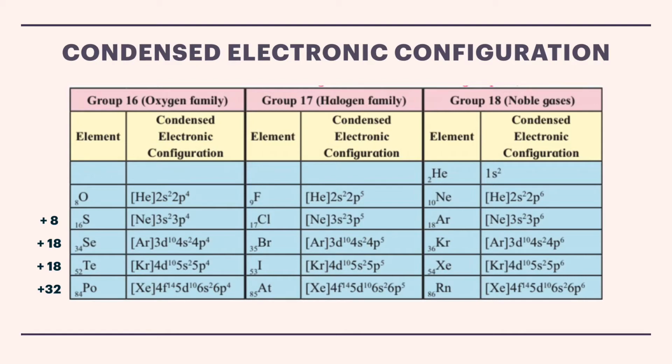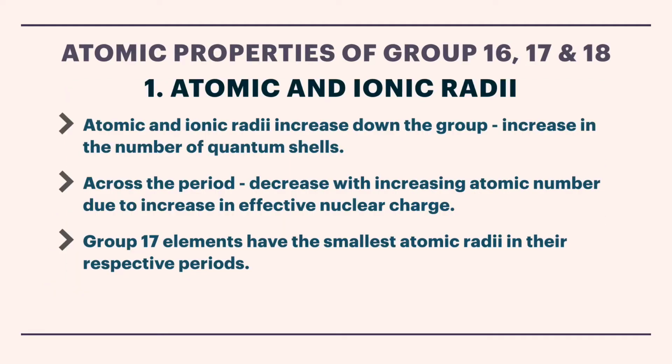Similarly you can do it for group 18 elements. So hopefully you understood how to write the condensed electronic configuration and the atomic numbers. It is very simple, but it is very important that you should know at least this in the periodic table. Next we'll understand the atomic properties of group 16, 17 and 18.